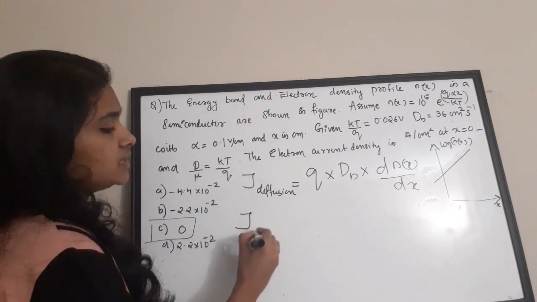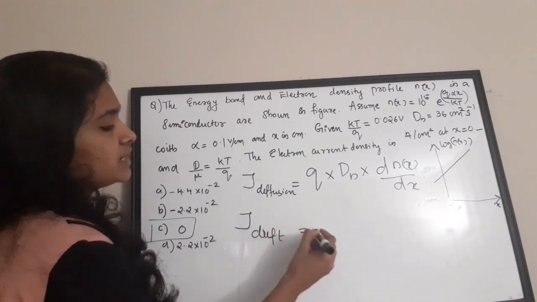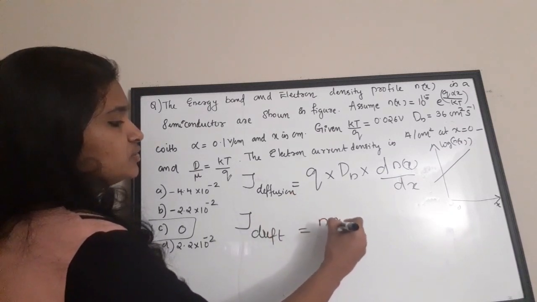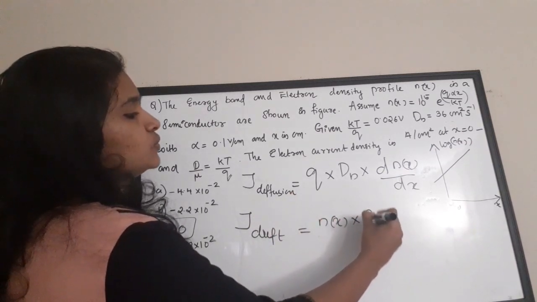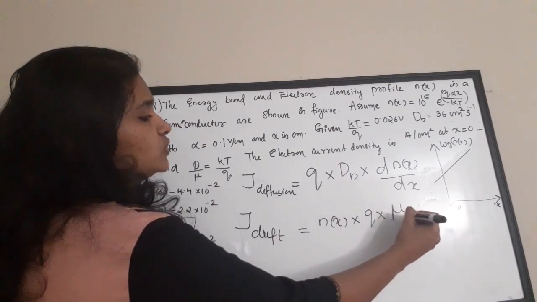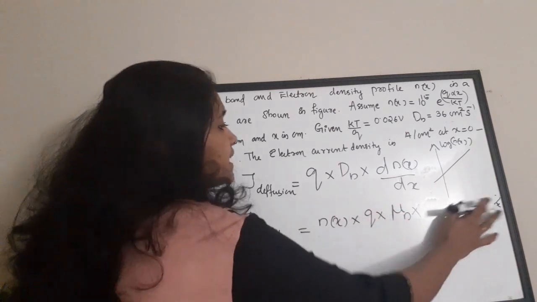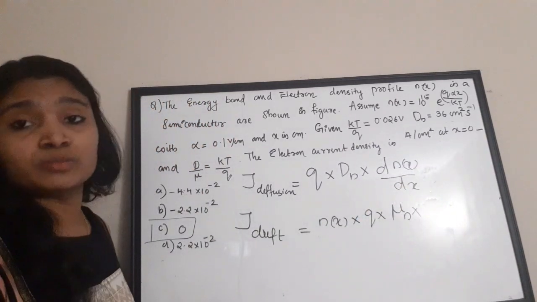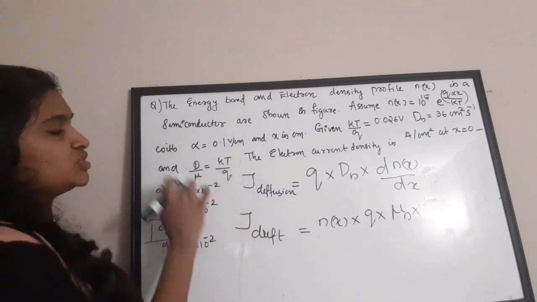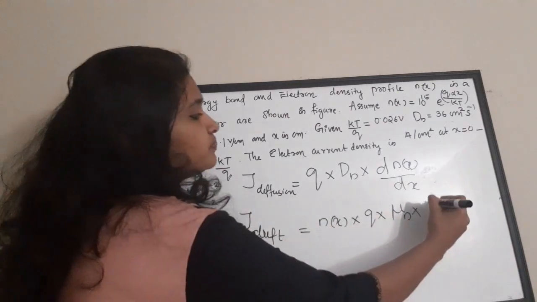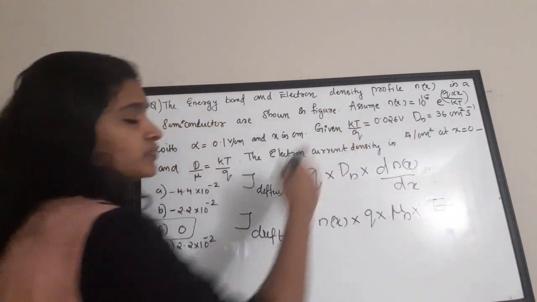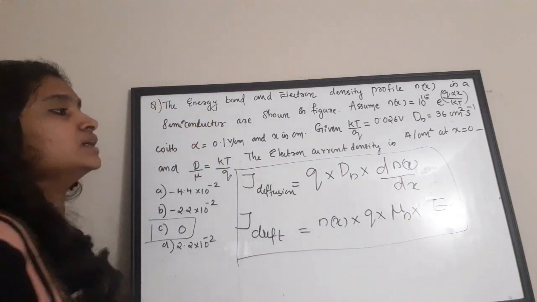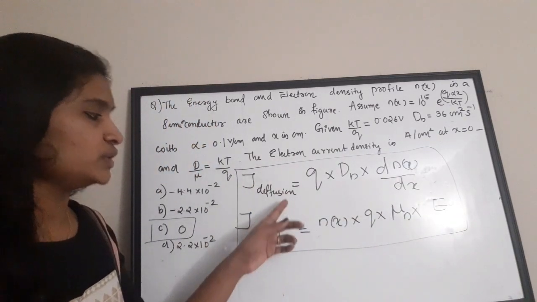Next is J drift, the current density for drift, which is equal to n(x) into Q into mobility mu n into the electric field E. If mobility is directly given in the question then you don't have to worry much, but in this question they have not directly given the mobility, so you have to find it from this relationship. So these are the two equations for finding the current densities for diffusion and drift.